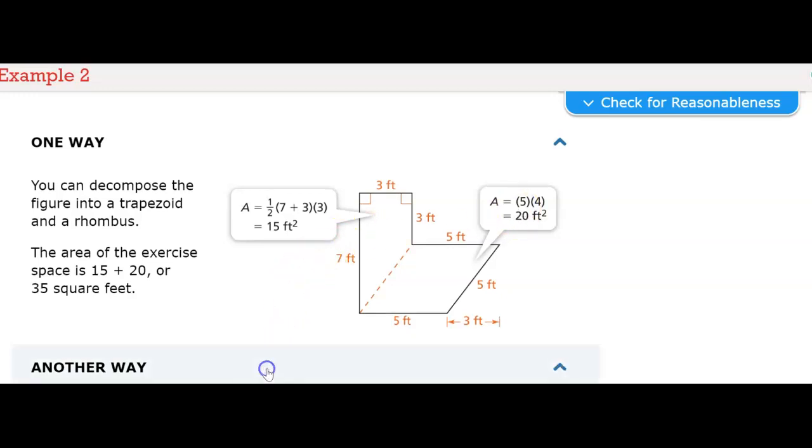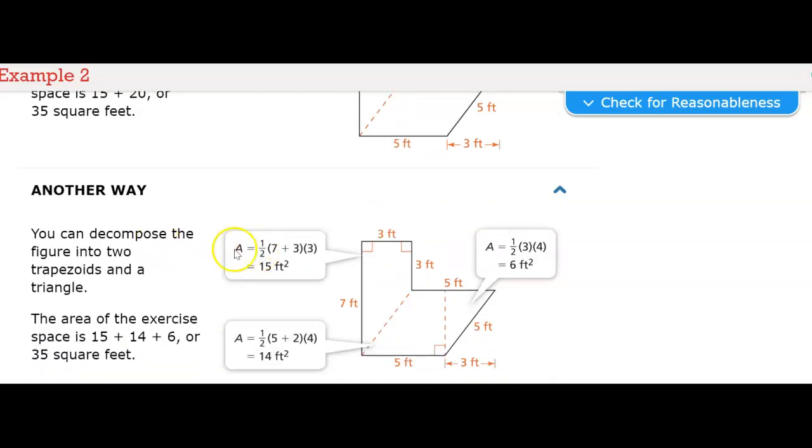Now you look at the other way, and they decomposed it a bit differently. They kept the dotted line for the trapezoid, but then they separated the parallelogram into a triangle and another trapezoid. So now we have 2 trapezoids. So we use the formula twice this time and solve for it. And then we have the area of a triangle, which is area equals 1/2 times base times height. And you get your area for that. And then once you add them all up, you still equal your 35 square feet.